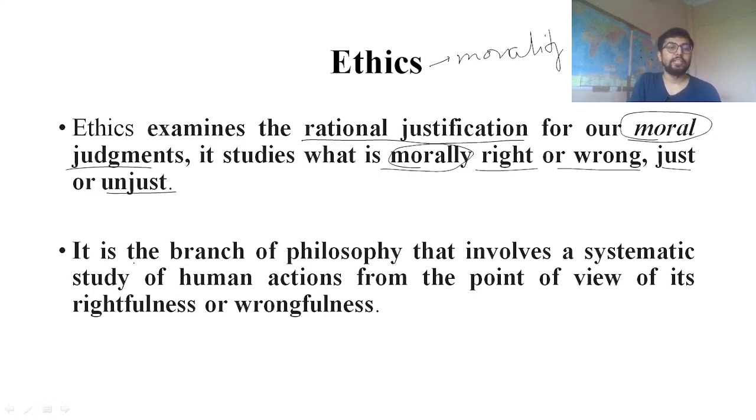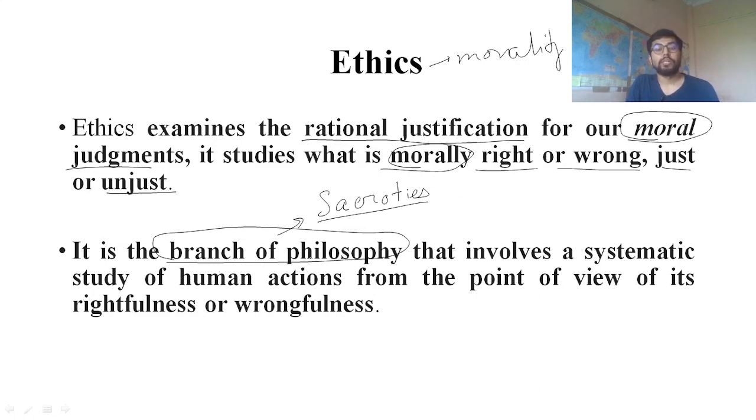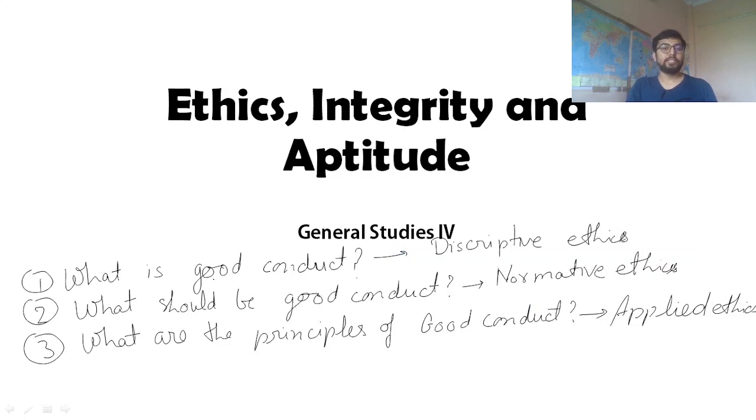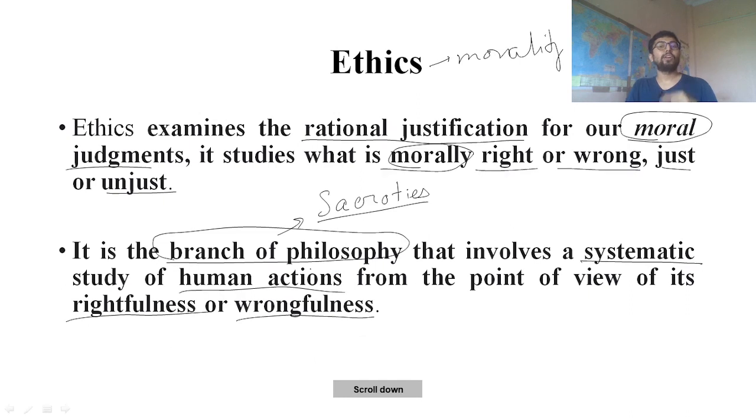As you can see in the second definition, it is a branch of philosophy. It is said to be a branch of philosophy because the father of ethics is Socrates. It started with philosophy because he was questioning what ought to be, what should be right, and it follows Greek philosophy. But we are not going into detail right now. So it is a branch of philosophy that involves the systematic study of human actions from the point of view of their rightfulness and wrongfulness. Again, the point of view of ethics is to determine what is right and what is wrong. As I said, what is good conduct? The main point of ethics is to see what is right and what is wrong.